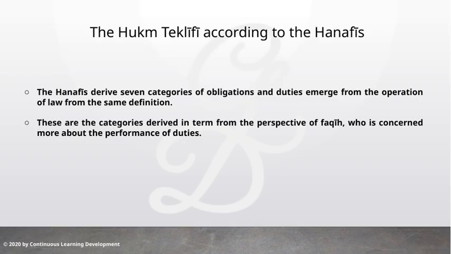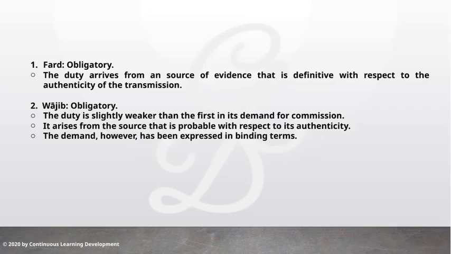Understanding these categories is essential because they connect deeply with the overall theme of Islamic law's structure and the way it guides everyday actions. It shows us how law isn't just about rules, but about guiding a person towards the right conduct in a systematic way. Let's explore the concepts of fard and wajib, which are fundamental in understanding obligations. First, fard is considered obligatory, and this duty comes from a source of evidence that is definitive. That means the authenticity of the transmission is clear and unquestionable. When we say definitive, we mean there's no doubt about the credibility of the source.